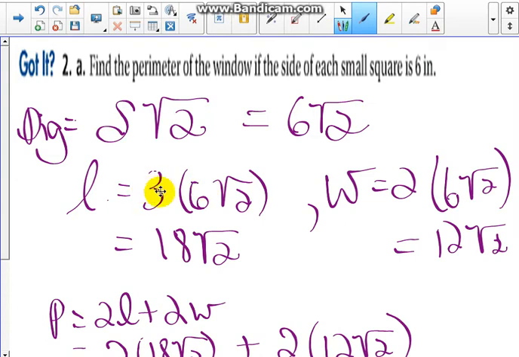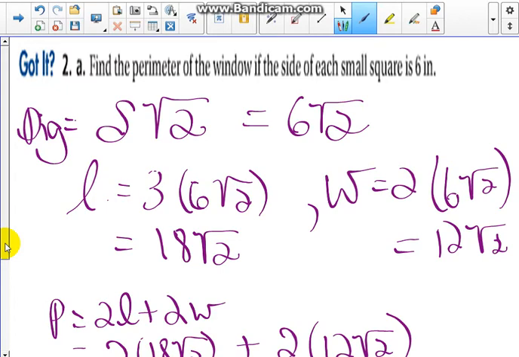So let's plug that in. The length is 3 times 6 radical 2. Width is 2 times 6 radical 2. And simplifying both of those, we have 18 radical 2 for the length and 12 radical 2 for the width.